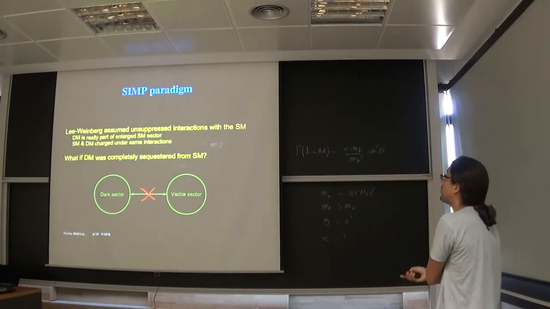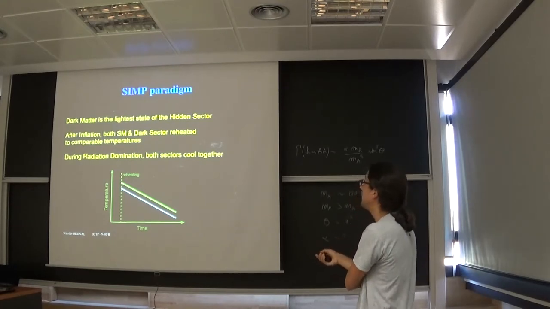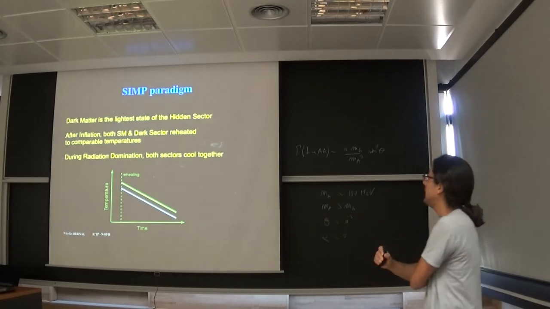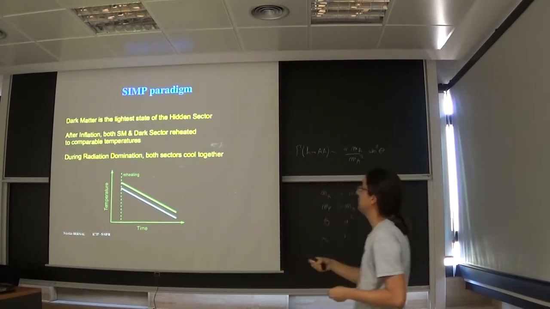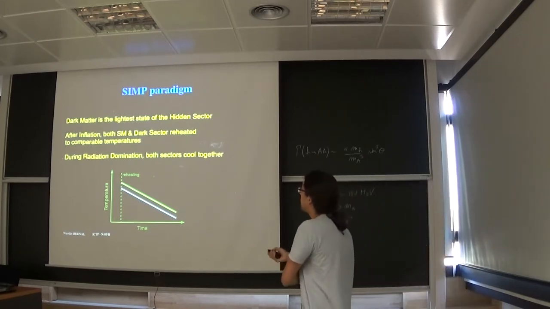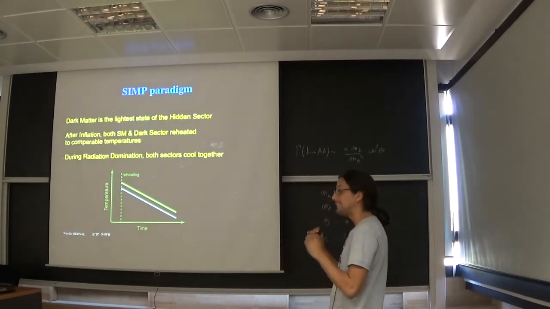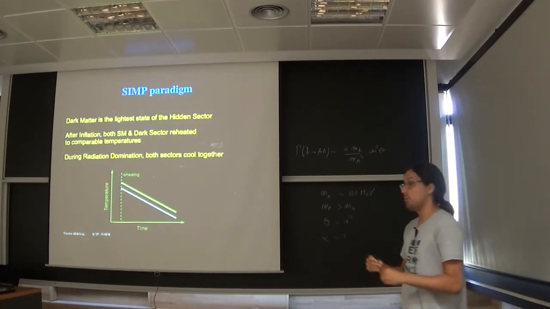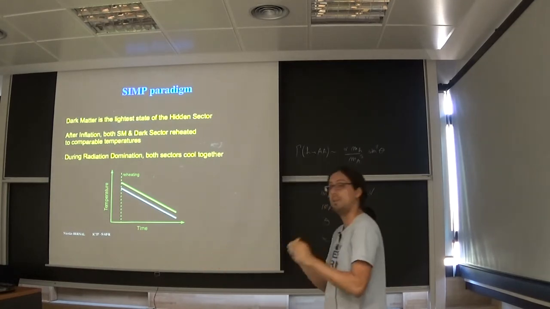So in this case, what happens for the production of dark matter? So we assume that dark matter, like in this case, is the lightest state of the hidden sector, or at least the lightest massive state of the hidden sector. After the inflation, both the standard model and this dark sector, we can assume that they reheat to comparable temperatures, right? And then the point is that after the decay of the inflaton or something like this, the two sectors will evolve exactly at the same rate, because they will be relativistic particles, so the cooling down of the two sectors will be exactly the same.